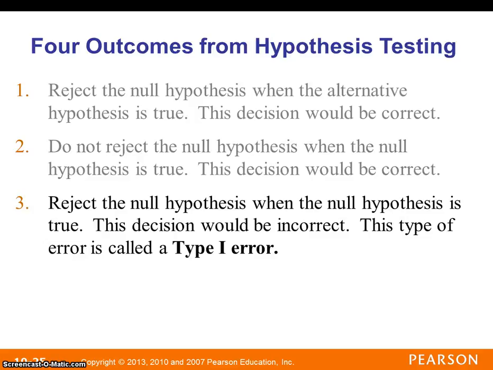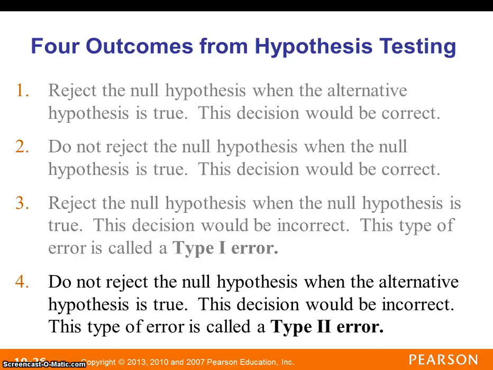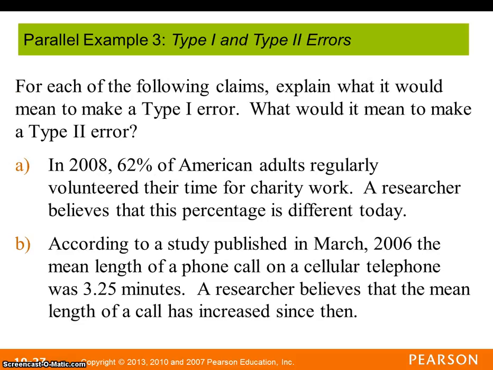But there are two types of errors you can make. One is rejecting the null hypothesis when the null hypothesis is actually true, so that would mean the sample you've taken doesn't really tell you what's going on. This is a type 1 error. The other type of error would be when you do not reject the null hypothesis when the alternative hypothesis is true. That would be an incorrect decision, and this is called a type 2 error. So there are two types of mistakes you can make, a type 1 error and a type 2 error. So here's an example. Let's look at these examples.